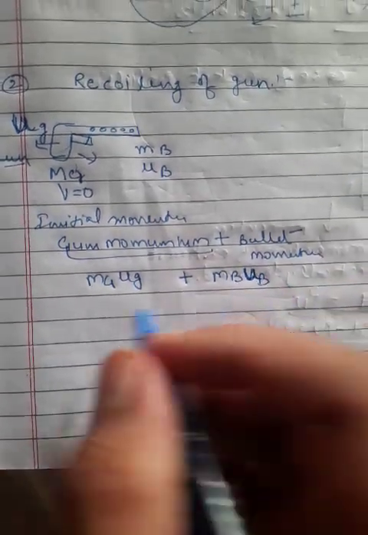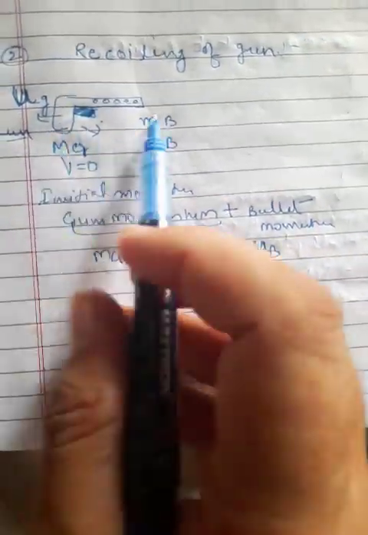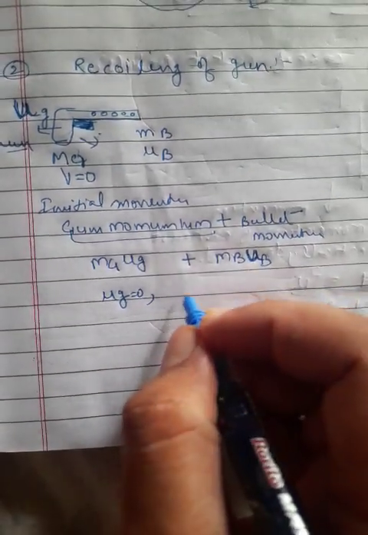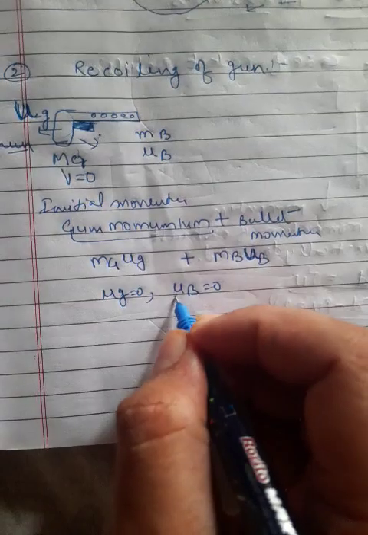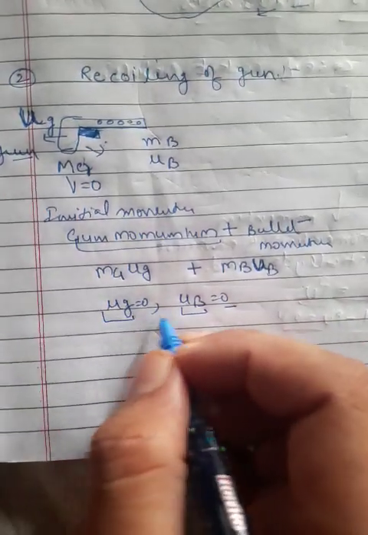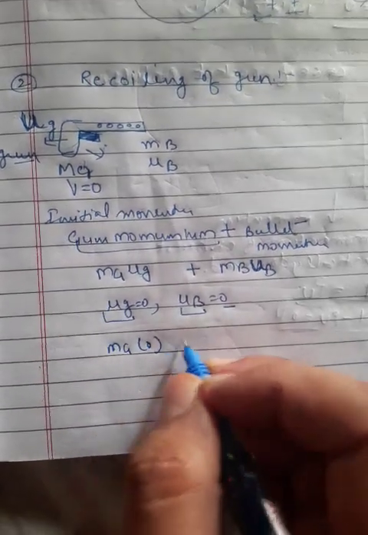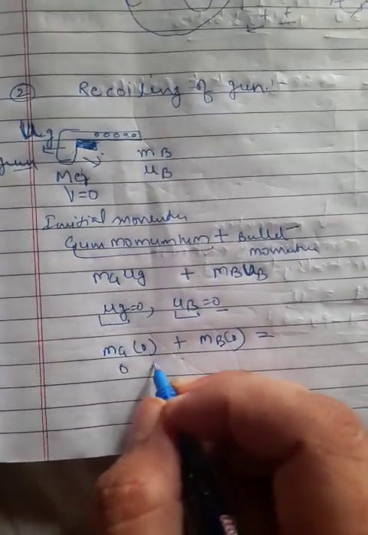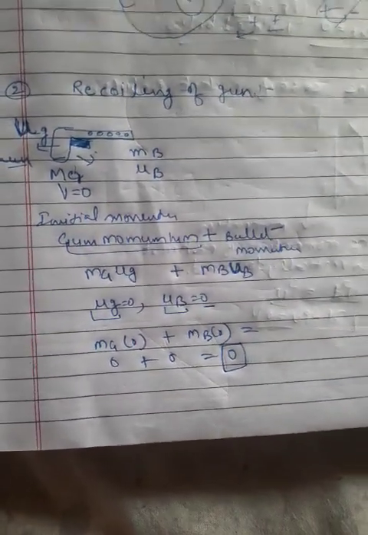Initially, you know that this gun is at rest. Initially this gun is at rest or not? Yes, so we can say it is at rest. So we can say ug equal to 0, and here ub equal to 0. Initial velocity of bullet and initial velocity of gun equal to 0. Then put here: mg into 0 plus mb into 0, so we get 0. So we can say initial momentum will be 0.